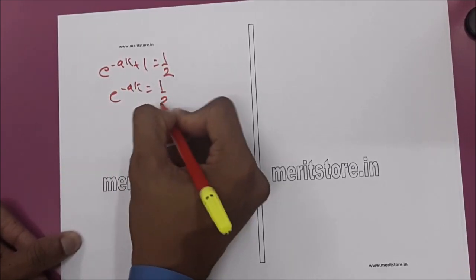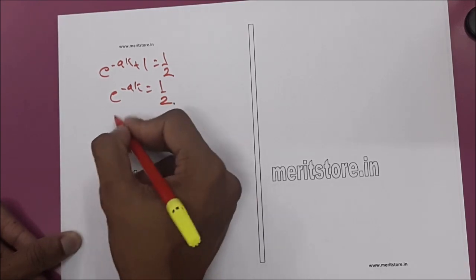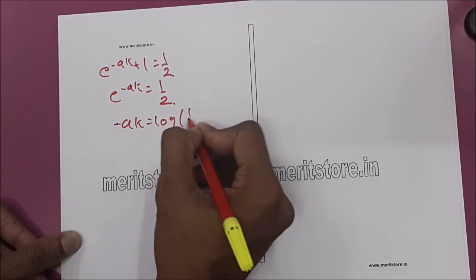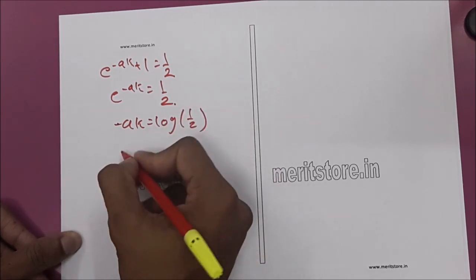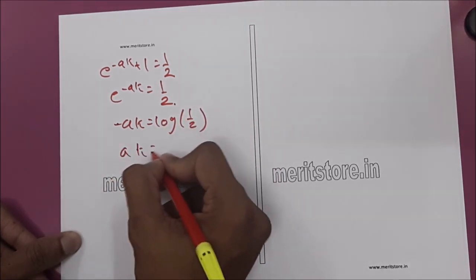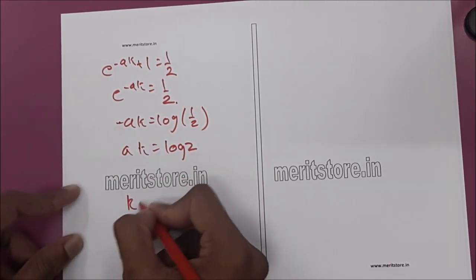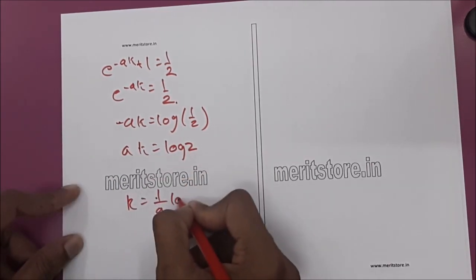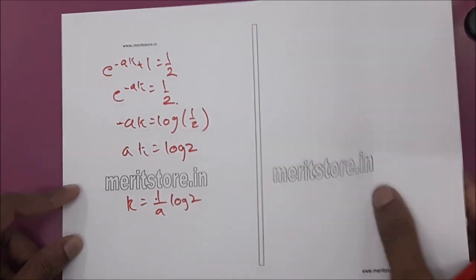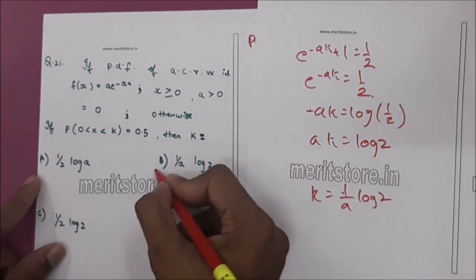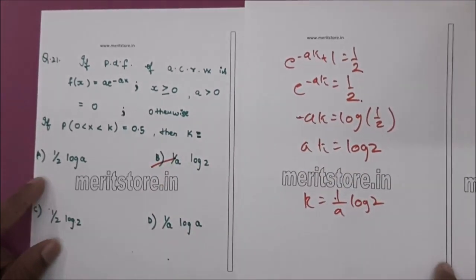ak is equal to half. We take anti-log, we get minus ak is equal to log of half. We solve this further, we get log k is equal to log 2, which is k is equal to 1 by a log 2, which is option B. Option B is the correct answer.